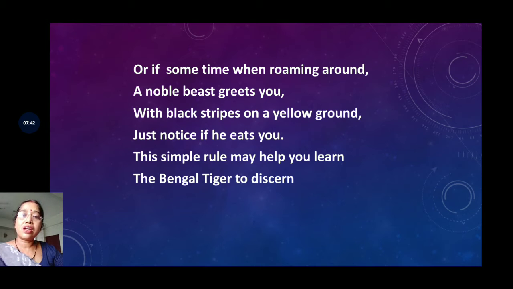Okay, so in this stanza, the poet talks about the Bengal tiger. She tells that it is a royal animal. It belongs to a royal clan. It is noble and it has black stripes on its yellow skin. And when you come across this animal, if he eats you, then this is the simple way that will help you to identify that this is the Bengal tiger. Now here lies the humor, that when the animal has eaten you, then there is no question of identifying. It is impossible. So this line generates humor in the poem.